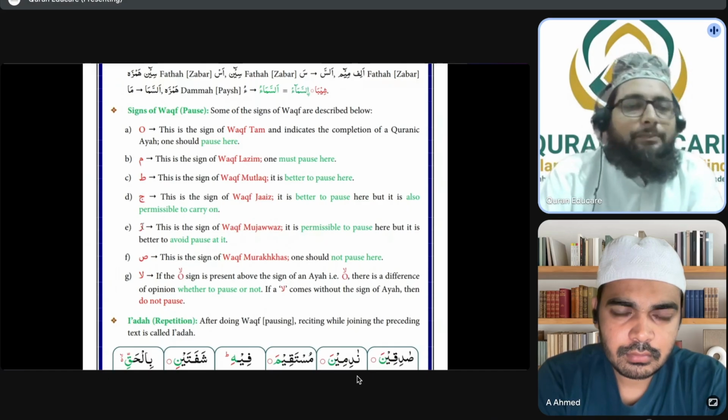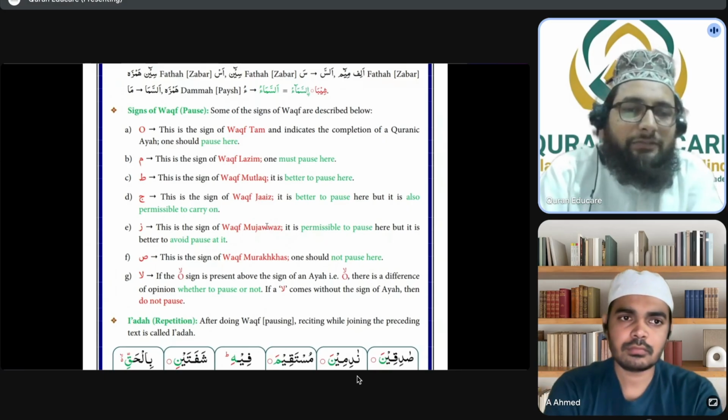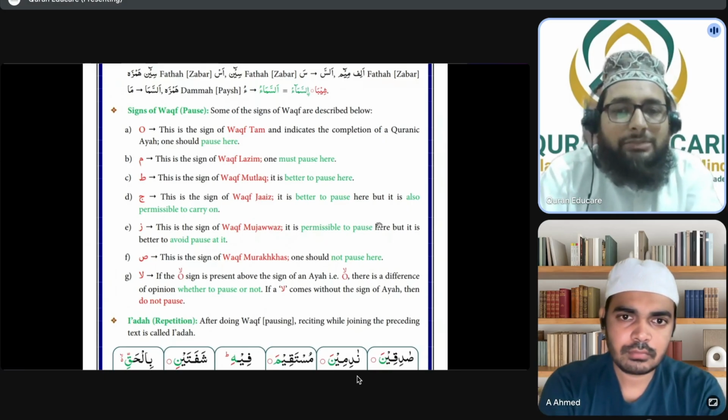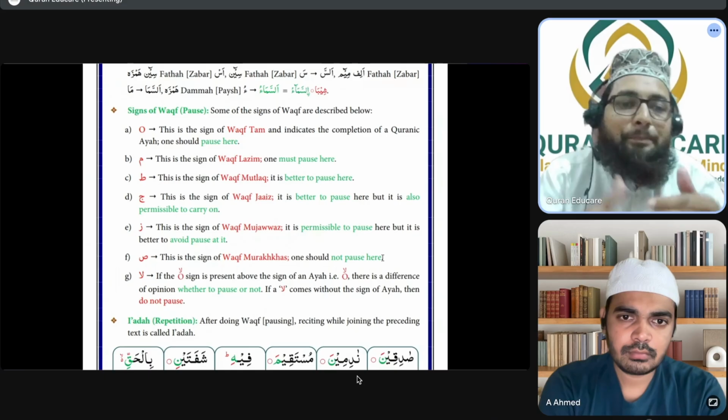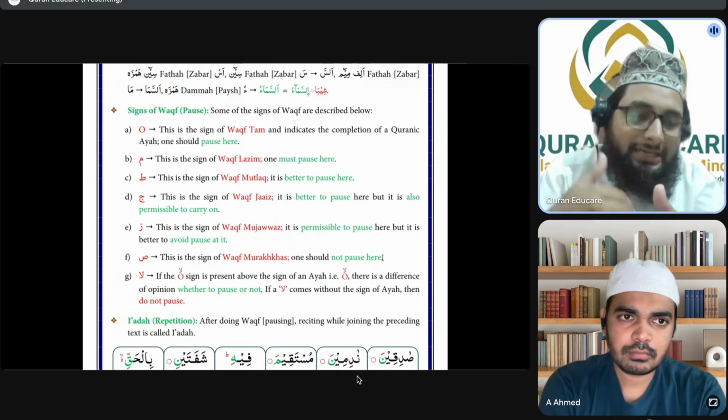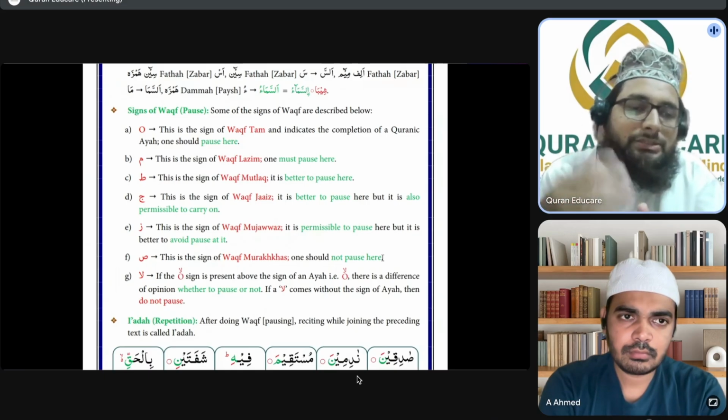So from the E, like za, this is a waqf mujawwaz. It's permissible to pause here, but it is better to avoid pausing at it. We should continue reciting.